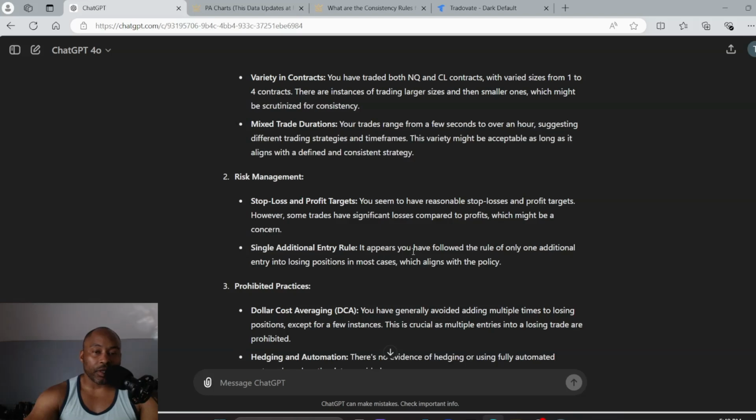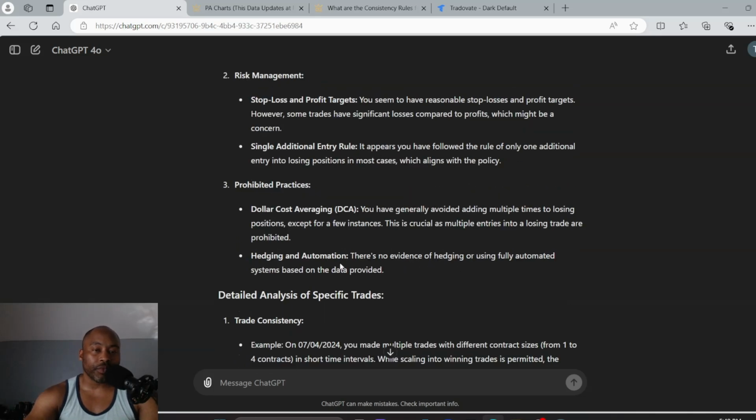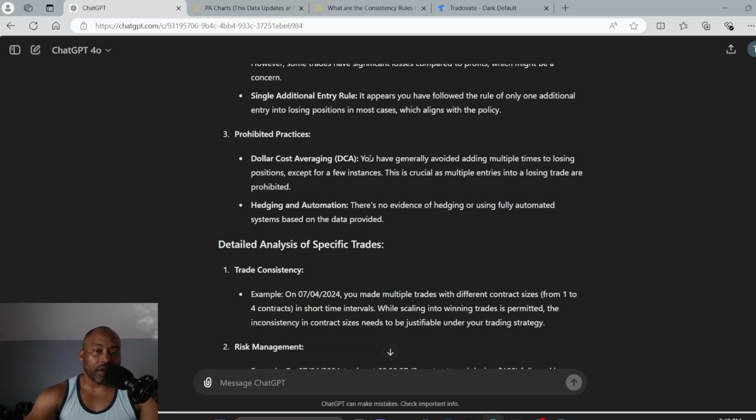Also, it appears that I follow the rules of only one additional entry into a losing position in most cases, which aligns with the policy. As far as dollar cost averaging, which we all know is a major reason that people get denied payouts, it says that I have generally avoided adding multiple times to a losing position except for a few instances. This is crucial, as multiple entries into a losing trade are prohibited.